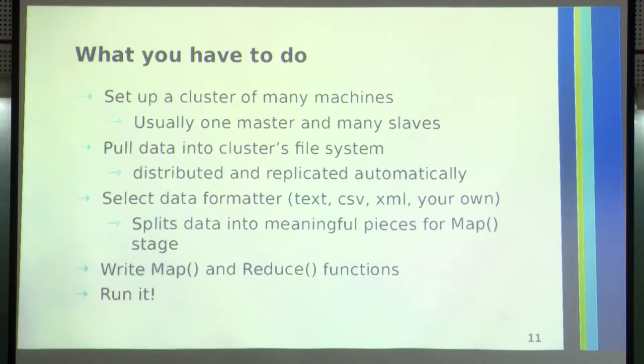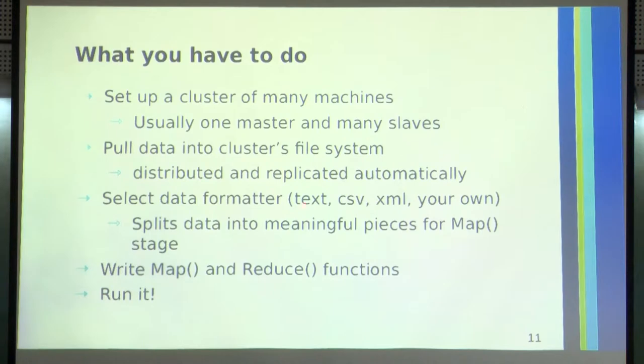So what you have to do is set up a cluster, obviously pull the data, and store the file that you're going to process. You have to select the kind of data formatter. When you're reading from the file, you can't read in the same way for all different kinds of data. It will depend on what the file contents really are. The file that we're looking at is essentially an ASCII file, where every line is a string. But you might have other sorts of formats.